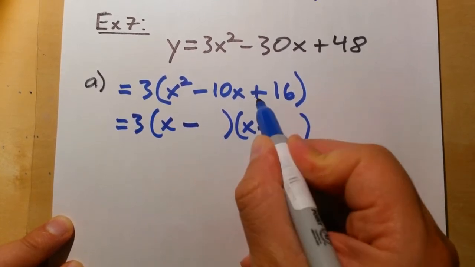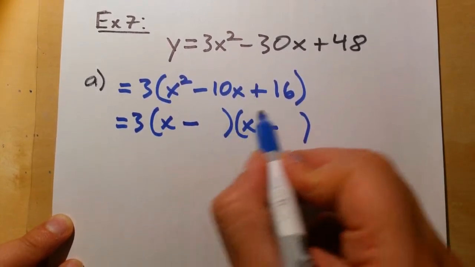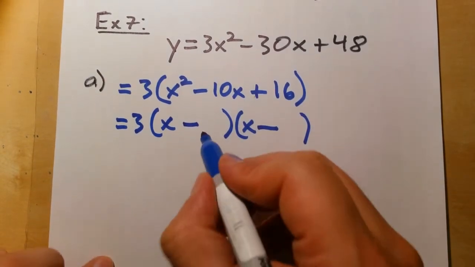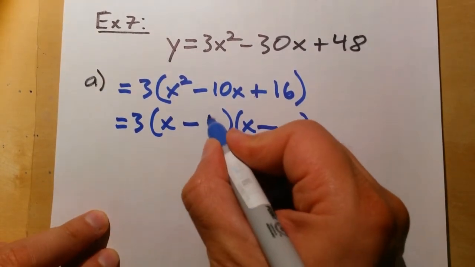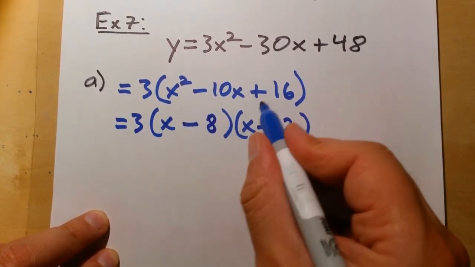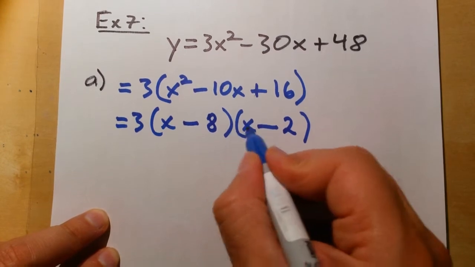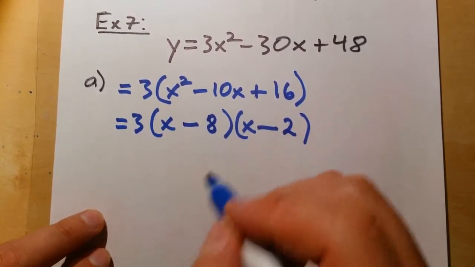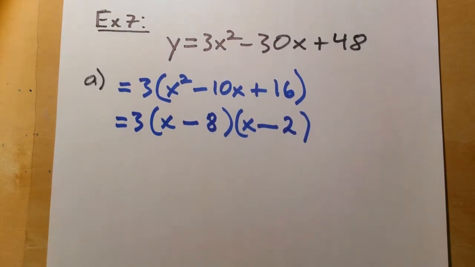So negative times negative is positive. What two numbers will give us 16? Well, the first one I could think of is 8 times 2. And yes, that works out nicely. 8 times 2 gives us 16. When you add these, minus 8 plus minus 2, that gives us minus 10. So that's it. These are the two numbers we're looking for.